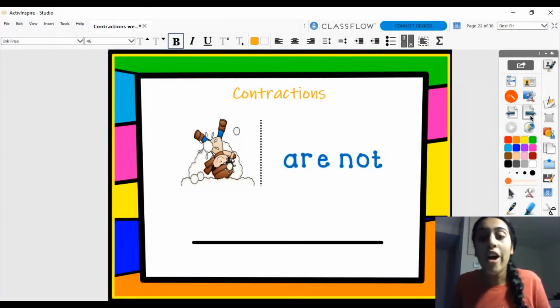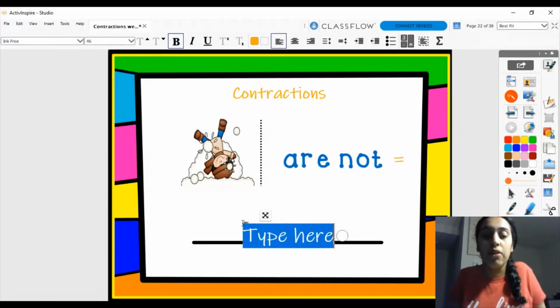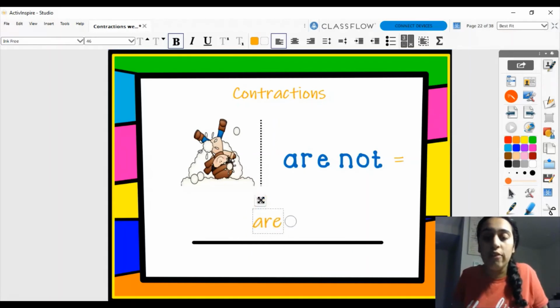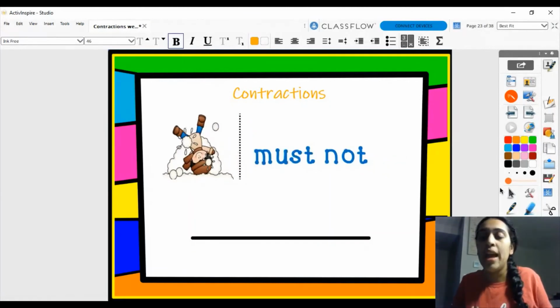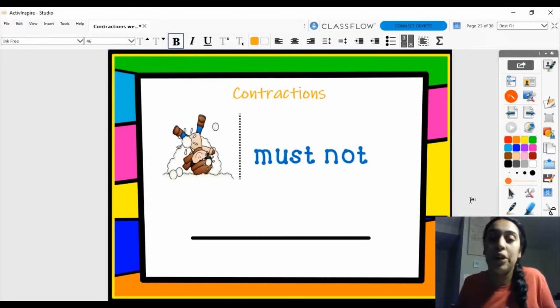Next pair, are not. Go ahead and write this word down. Write your equal sign. And are not, same pattern and rule. Keep the verb the same. Let's go ahead and write the verb are. Add our N, take away the O, replace it with an apostrophe, then add the T. And here we have the contraction, aren't. Are not, contraction, aren't. You guys are doing such a great job. Keep it going.